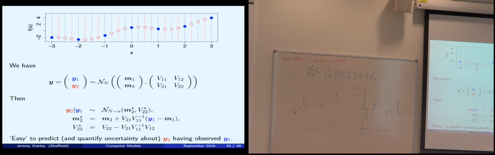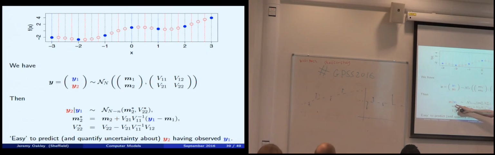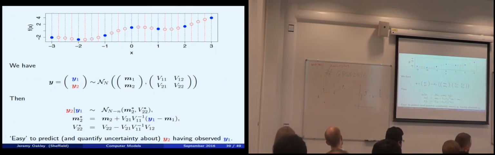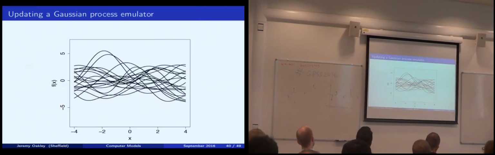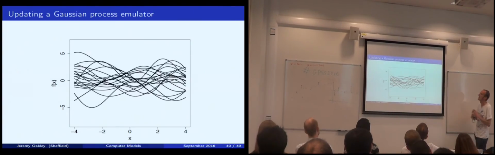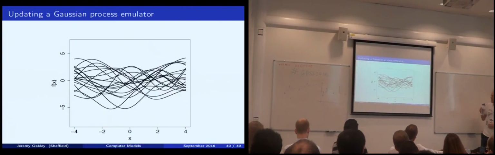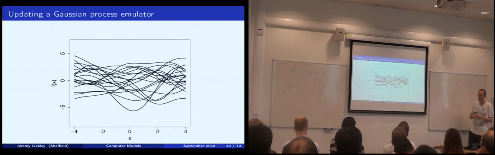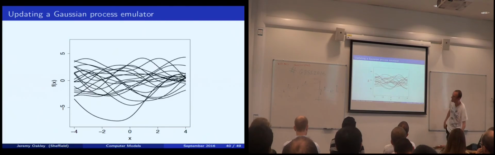OK, so the reason we like using Gaussian processes is because it's easy both to come up with a prediction for y2 and to quantify uncertainty, given the points on the function that you're able to observe. So just a little illustration of this. We're going to start off with a prior distribution on f. Each line is showing a realization from that prior.